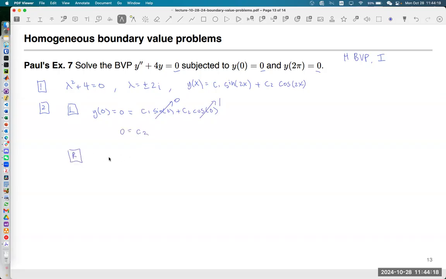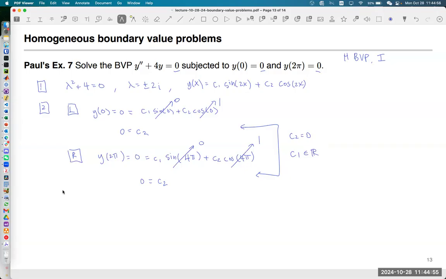The right boundary condition is y of 2 pi is equal to 0. So C1 sine of 4 pi plus C2 cosine of 4 pi. Sine of 4 pi is equal to sine of 0, which is 0. Cosine 4 pi is equal to cosine of 0, which is 1. So 0 is equal to C2. Okay, so these two tell us the same thing, that C2 is equal to 0, and tell us nothing about C1. So C1 is real.